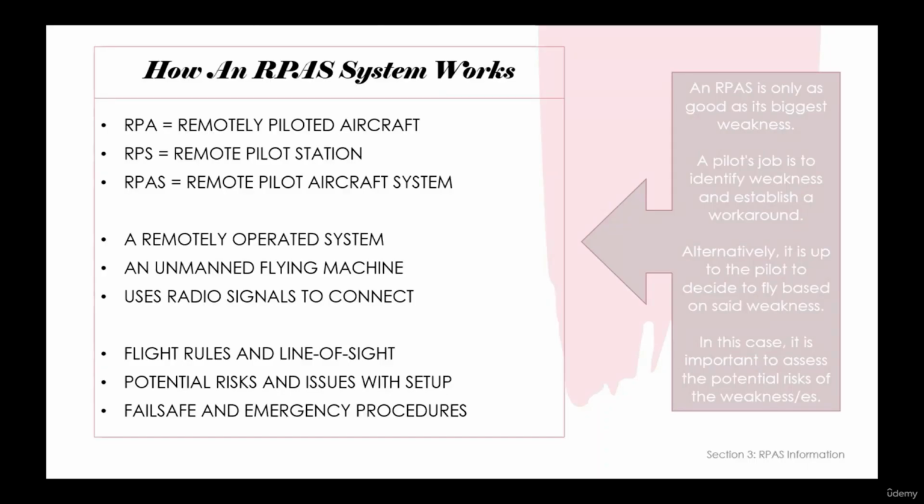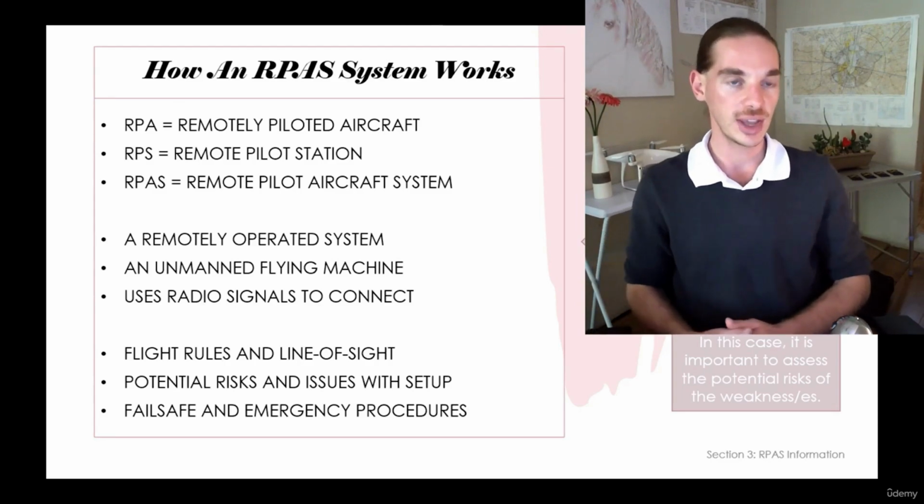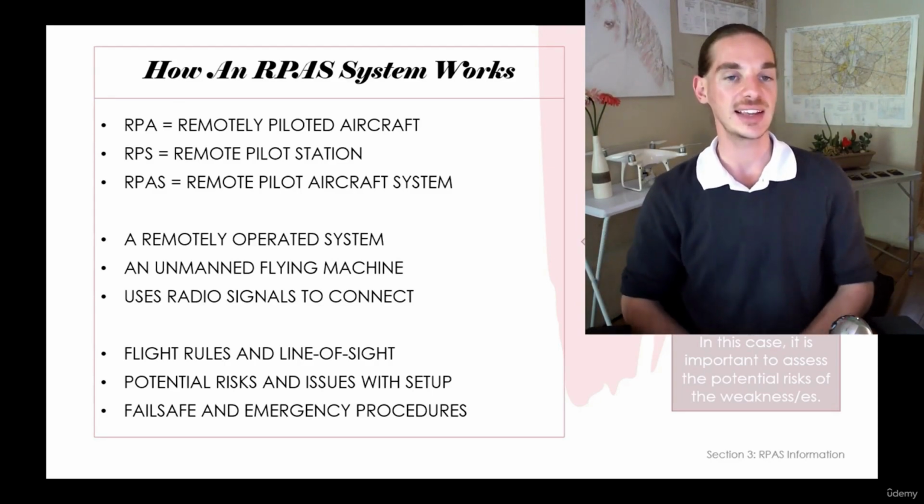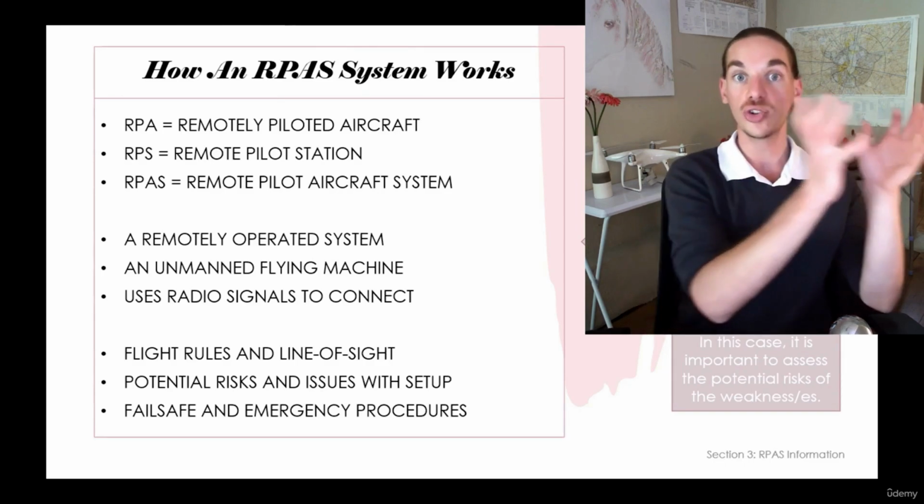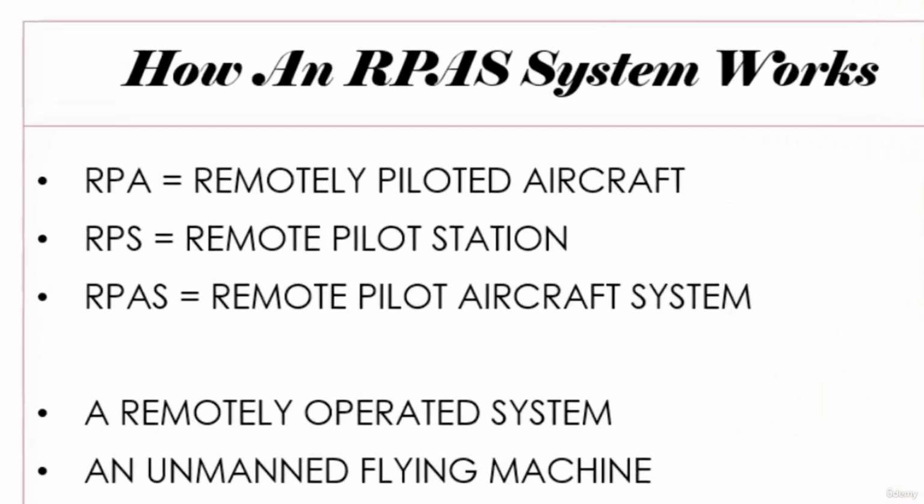Here are the abbreviations summing up. RPA is your remotely piloted aircraft, or the drone itself. RPS is a remote pilot station, or the remote control in a basic setting. And RPAS is your remotely piloted aircraft system. It's the RPA and RPS together.